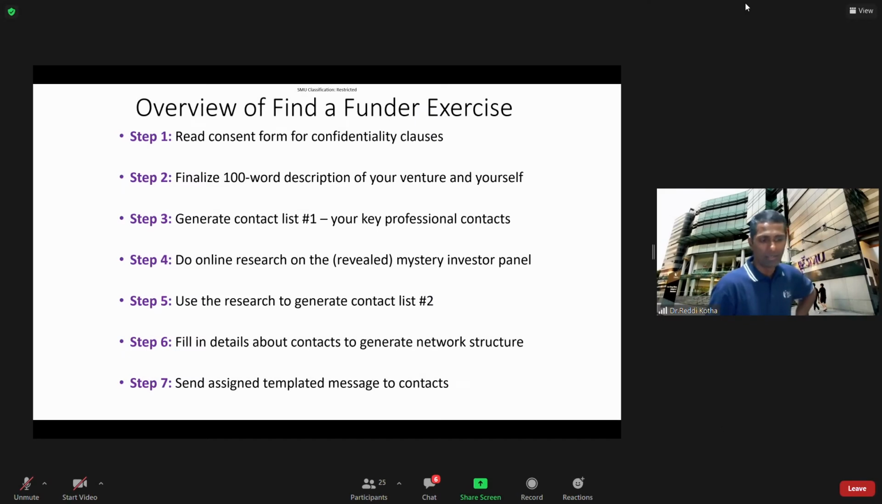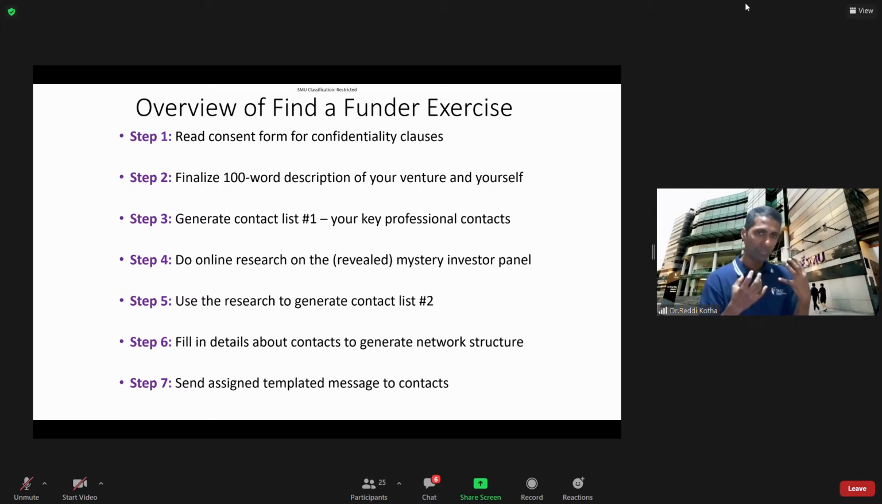So they were provided all information on confidentiality. They had to describe a 100-word version of their startup that would accompany this request, and they should generate a list of their own professional contacts before the investors were revealed. So they are looking at their own contacts who will be suitable for that. And then the investors are revealed, and then they're asked to nominate new contacts that are not part of this list. So then we get two sets of contacts which are non-overlapping.